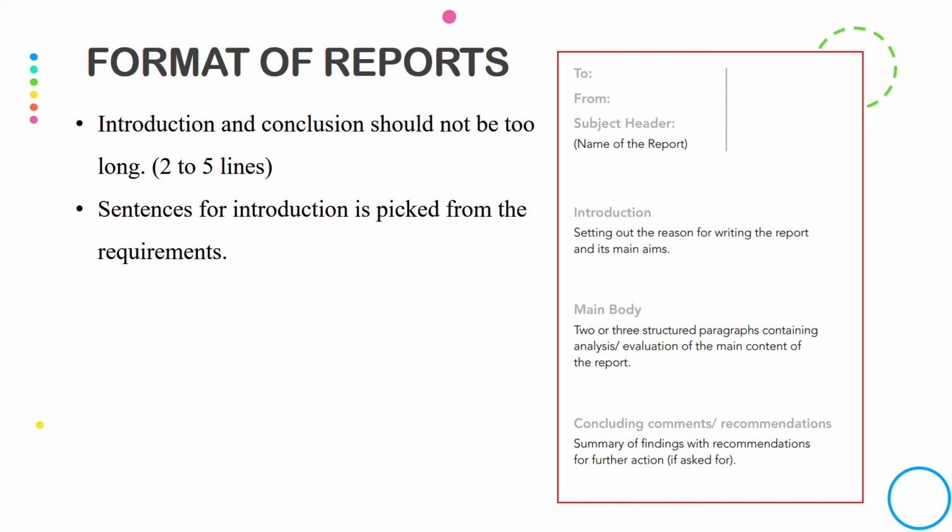Coming to the main body, each point should be in different paragraph. Let's say you're having 5 points to discuss. Let's say you are talking about advantages and disadvantages of mergers and acquisitions, and you have 5 points, 5 advantages to talk about. You are not going to write all the 5 points in one paragraph only. You are going to divide it into different 5 paragraphs. So each point in each paragraph.